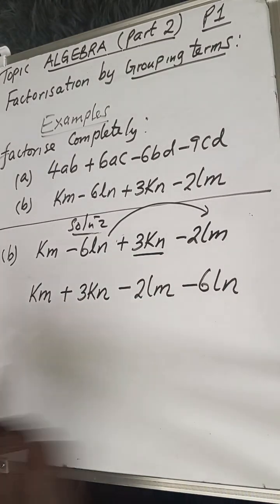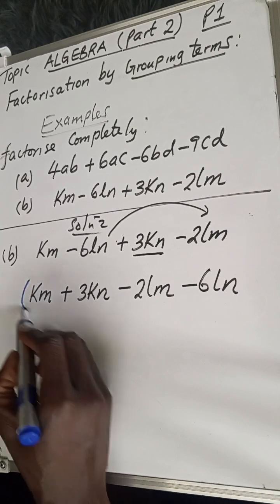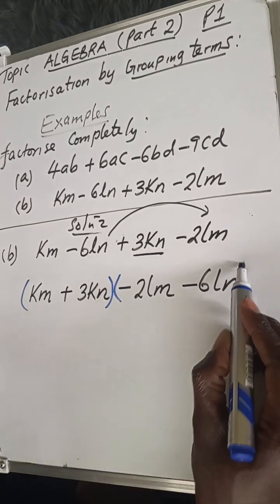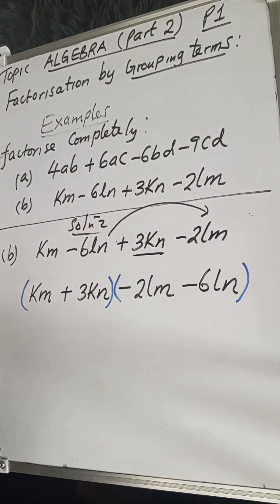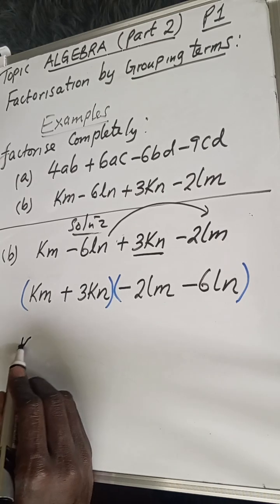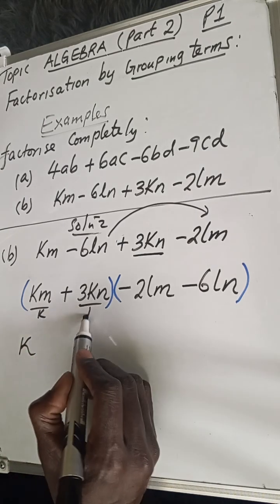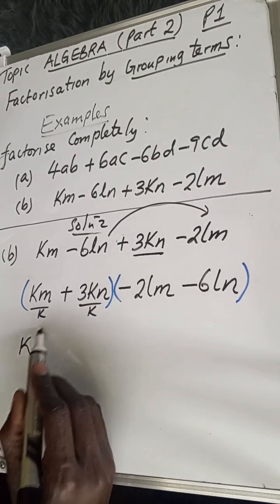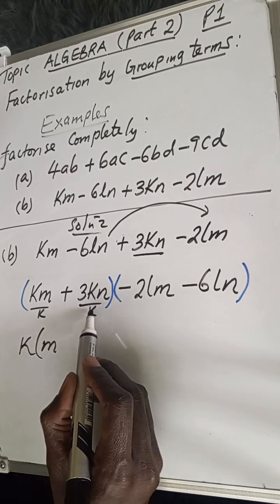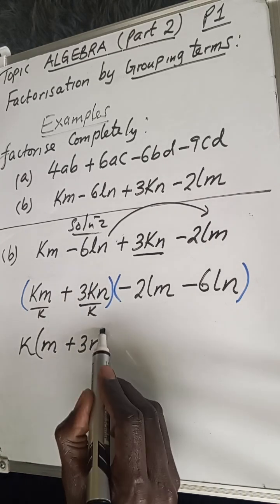So what's the step now? When you rearrange them, it simply means that now you can group them into twos and factorize. So what is common there? K, yes, that's true. So K is the only thing. So I'll divide K, I'll divide K. So when I divide K there, I'll remain with only M. When I divide K, K and K will cancel. I'll remain with 3N there.